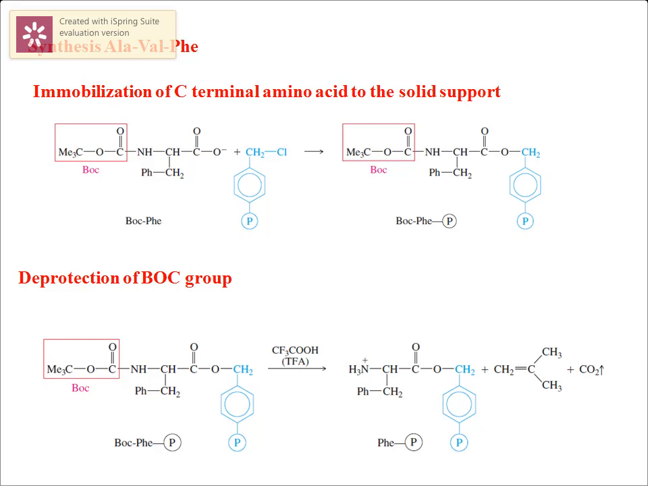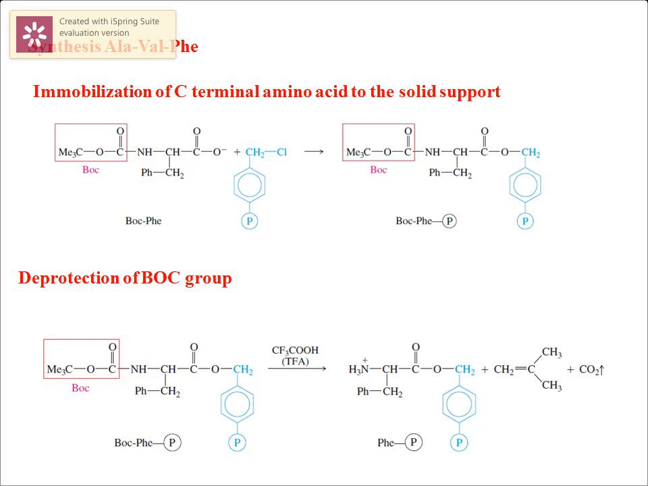The first step is immobilization of the N-protected phenylalanine. You take the phenylalanine and a base in a solution. The solid support is already in the syringe. You take the solution inside the syringe and shake. What happens is the COO minus will react with CH2Cl to form CH2-O-CO-phenylalanine. That is, a new ester bond is formed, and the phenylalanine is attached, immobilized, to the solid support.